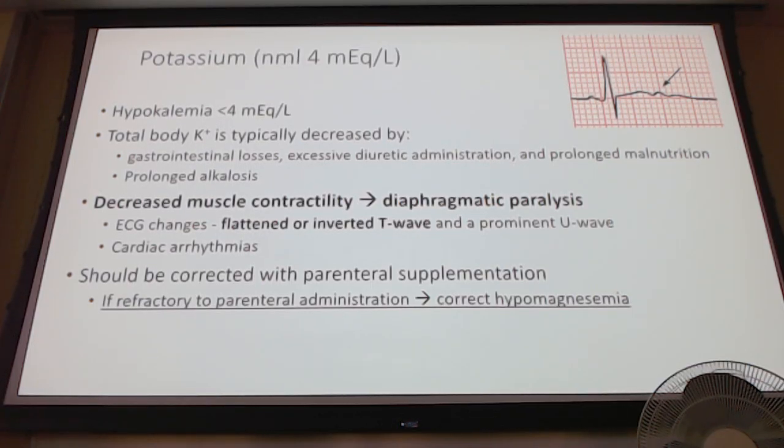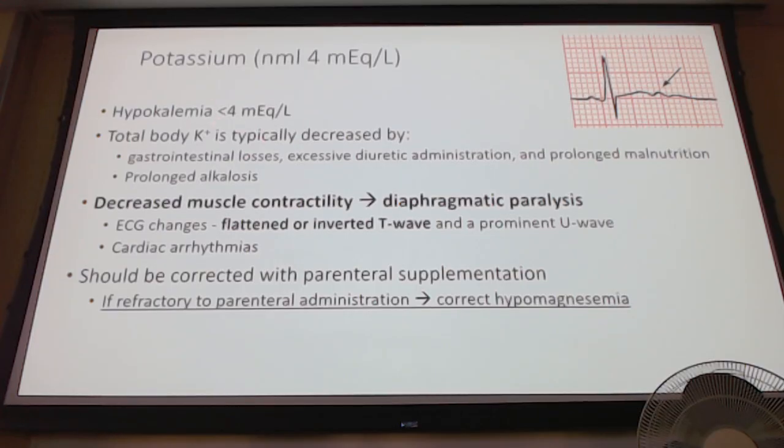Hypokalemia is decreased by GI losses, vomiting, diarrhea. If we give excessive diuretic administration, prolonged malnutrition, or prolonged alkalosis, you're going to have decreased muscle contractility, diaphragm paralysis. What are you going to see on EKG?